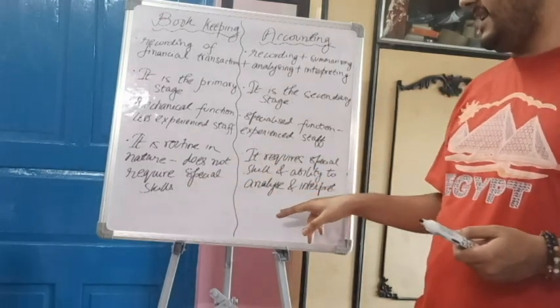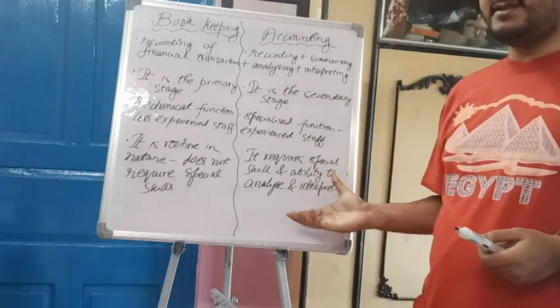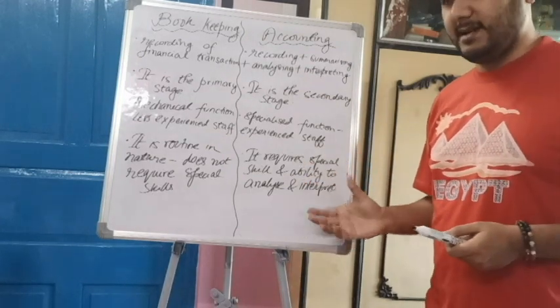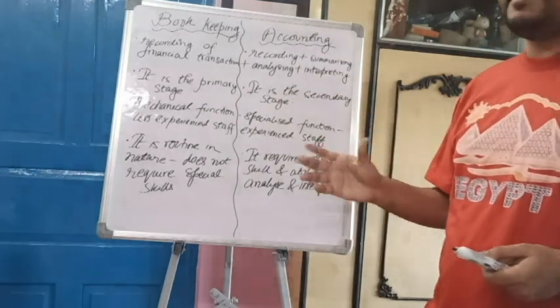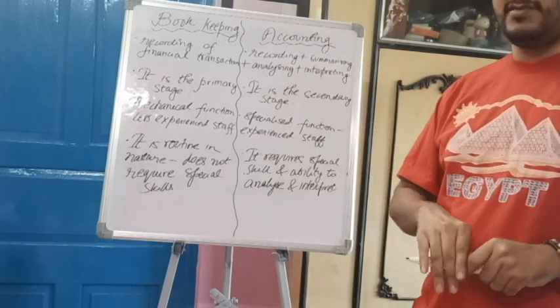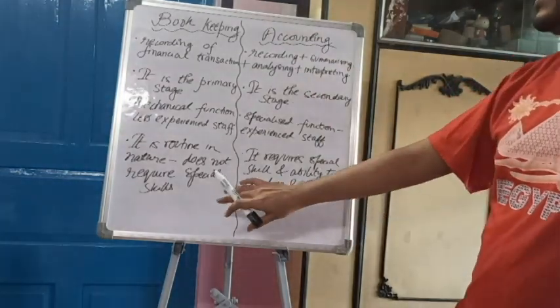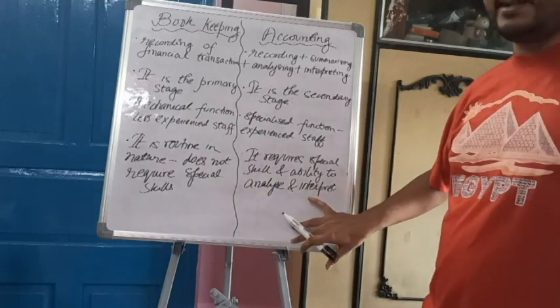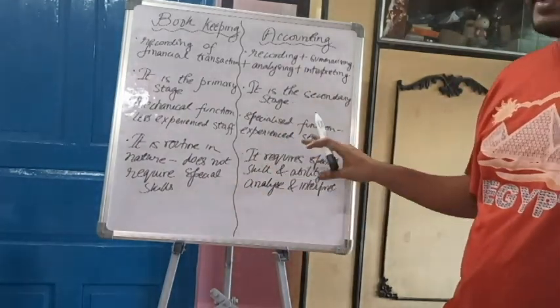But in accounting it requires special skills as it involves ability to analyze and interpret. Analyzing the information or the financial statements and interpreting. That means what does it show? That how the company is at what stage. That is the main difference between bookkeeping and accounting. You must note this point. These are the main points.